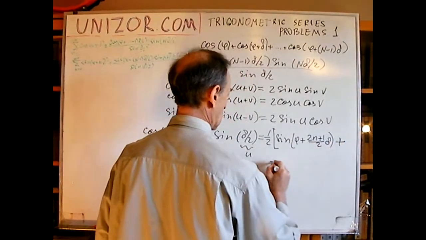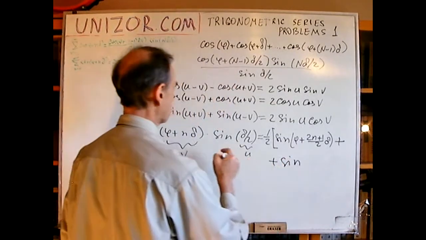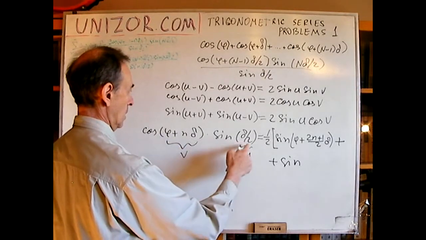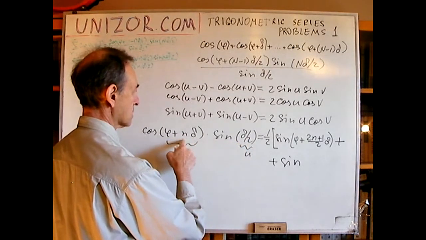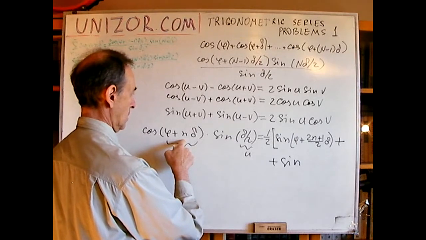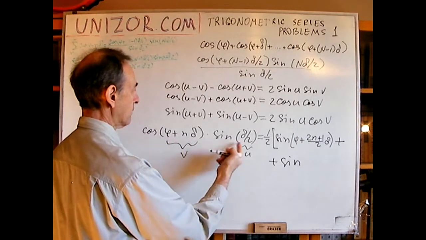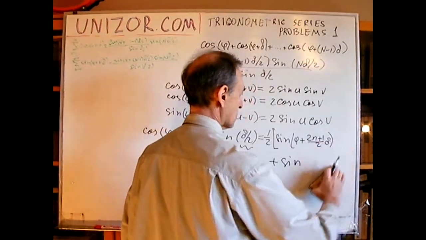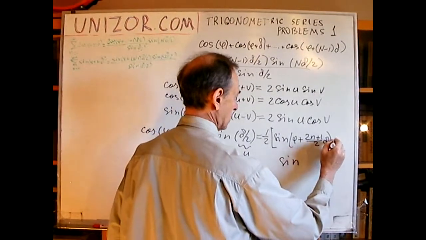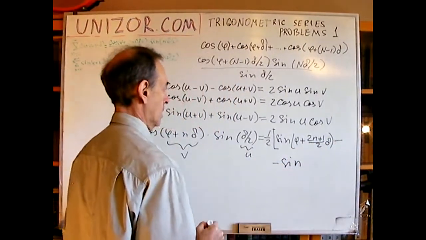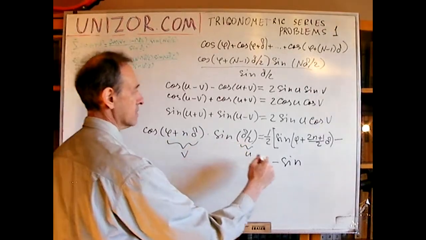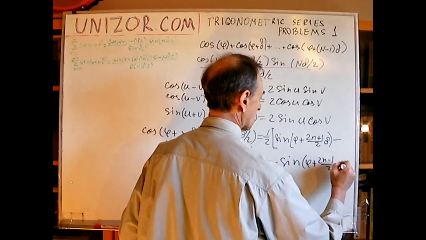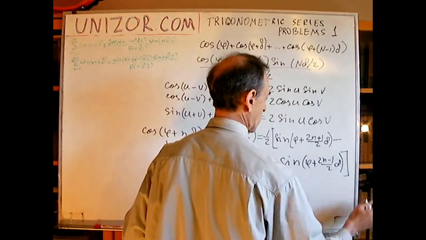Plus sine of u minus v. Now, what's u minus v? It's this minus this. Now, if I change the sign and put this minus this, I will have minus, right? That's easier for me. Minus. Sine of this minus this. Now, in this case, this is phi plus 2n minus 1 over 2 delta. Correct?